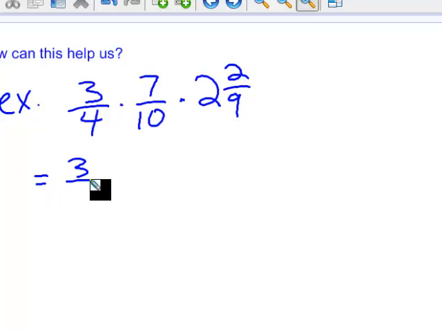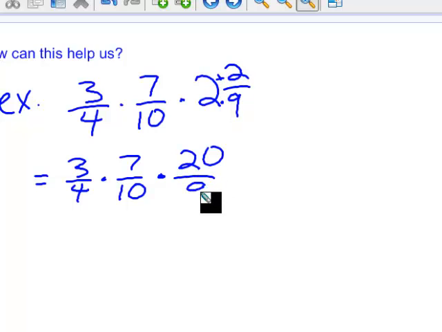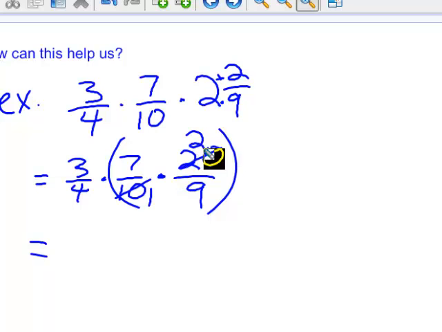Here we go. 3/4 times 7/10 times 9 times 2 is 18 plus 2 is 20 over 9. Okay? Very good. Well, first thing I might want to do here is just maybe group these. I'm going to look at that. So notice that I can cross reduce the 10 and the 20. 10 divides 10 one time. 10 divides 20 two times. How do I multiply fractions? Straight across. So I got 3/4 times 14 over 9.